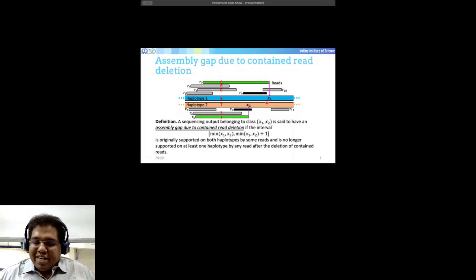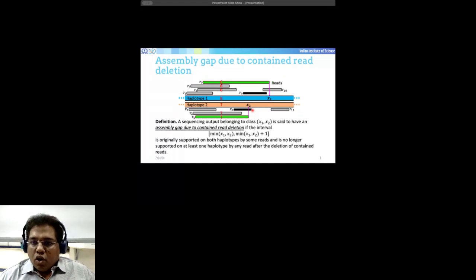Since x1 and x2 are well defined for any sequencing output, we can partition all sequencing outputs into classes labeled x1, x2. And then we will define a sequencing output belonging to class x1, x2. When does it contain an assembly gap due to contained read deletion? Specifically, we will look at the interval minimum(x1, x2), minimum(x1, x2) plus 1. If this interval is supported on both haplotypes originally, and after contained read deletion it is not supported on at least one haplotype, then we will say that there is an assembly gap due to contained read deletion.